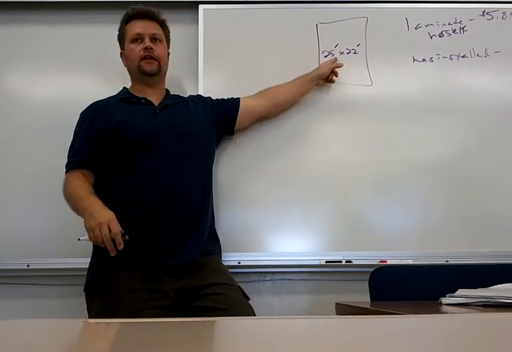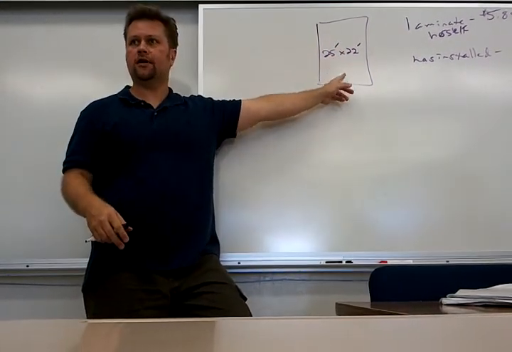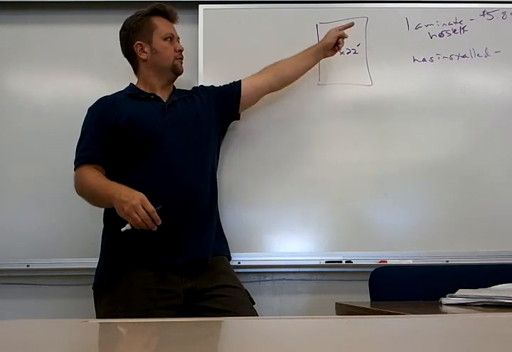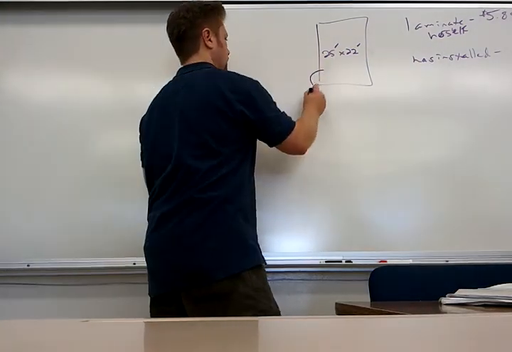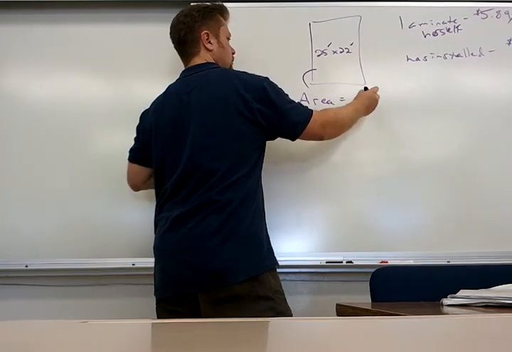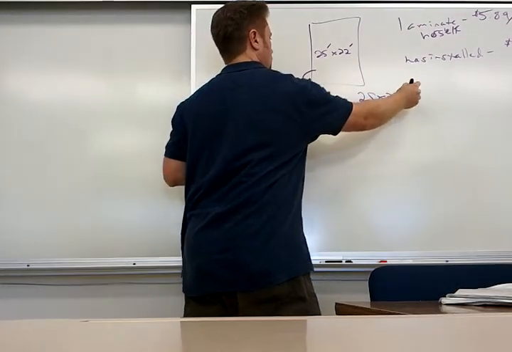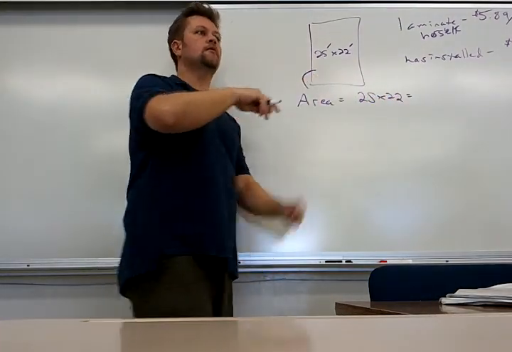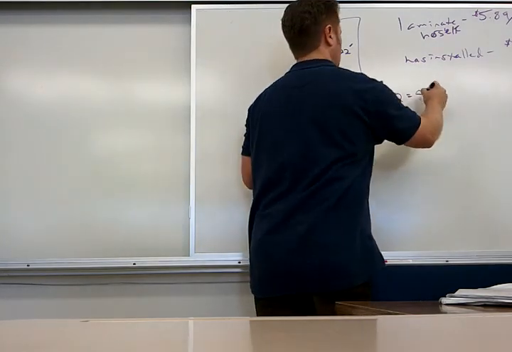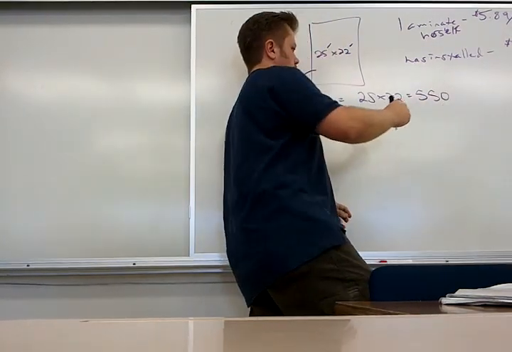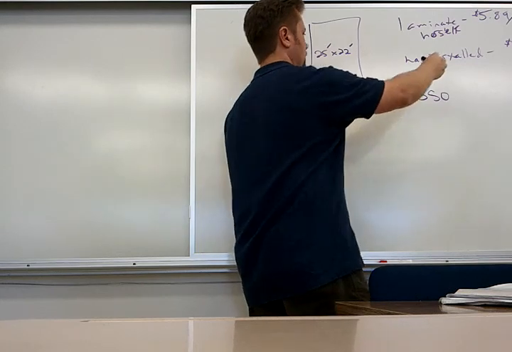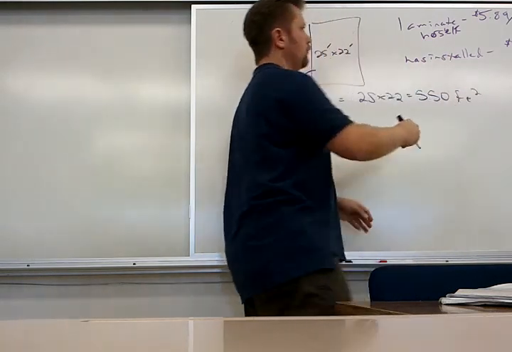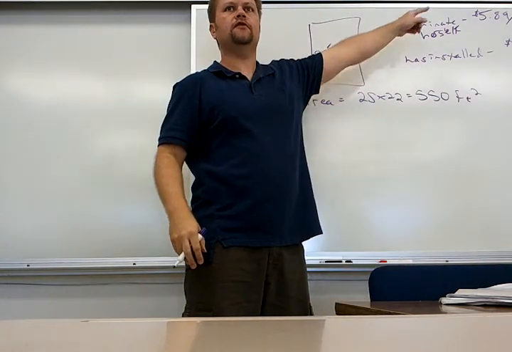And they give you it in feet, thank God, not yards or something crazy. So what is the area of this place? 25 times 22 equals 550. Yep, sounds about right. 550 square feet. So for part A, what if she does it herself?